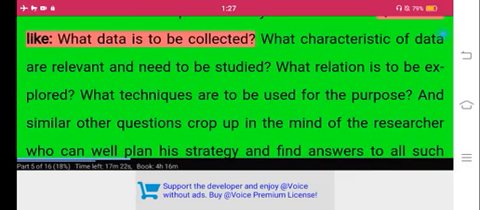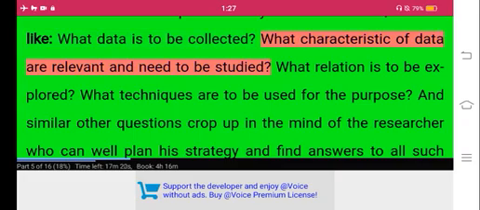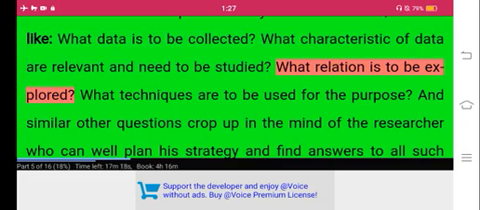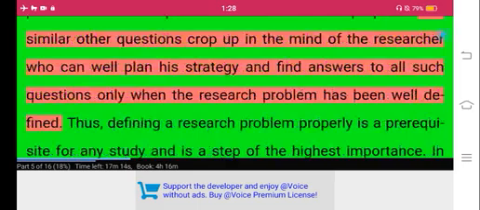may create hurdles. Questions like, what data is to be collected? What characteristic of data are relevant and need to be studied? What relation is to be explored? What techniques are to be used for the purpose? And similar other questions crop up in the mind of the researcher, who can well plan his strategy and find answers to all such questions only when the research problem has been well defined.